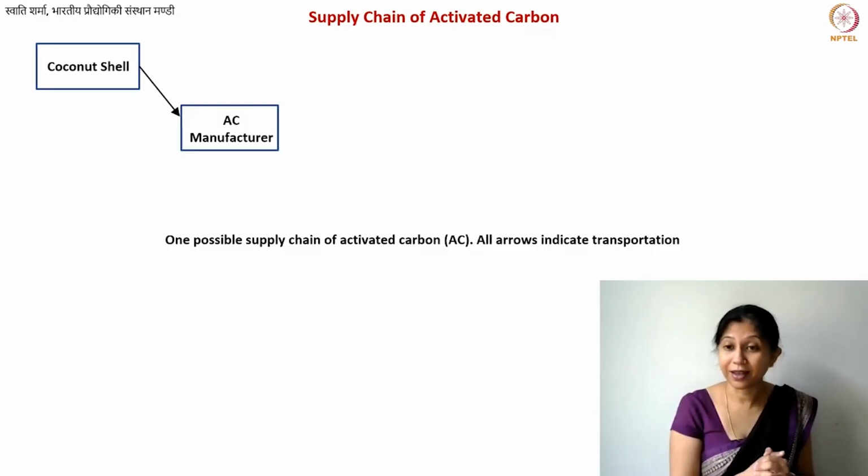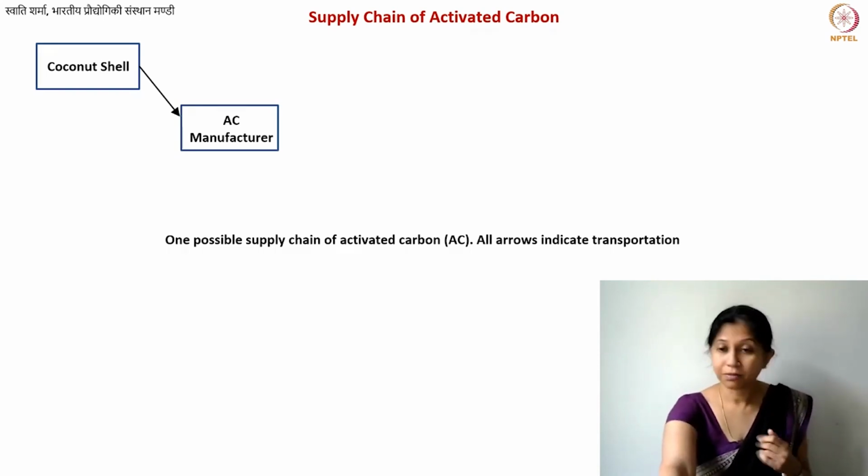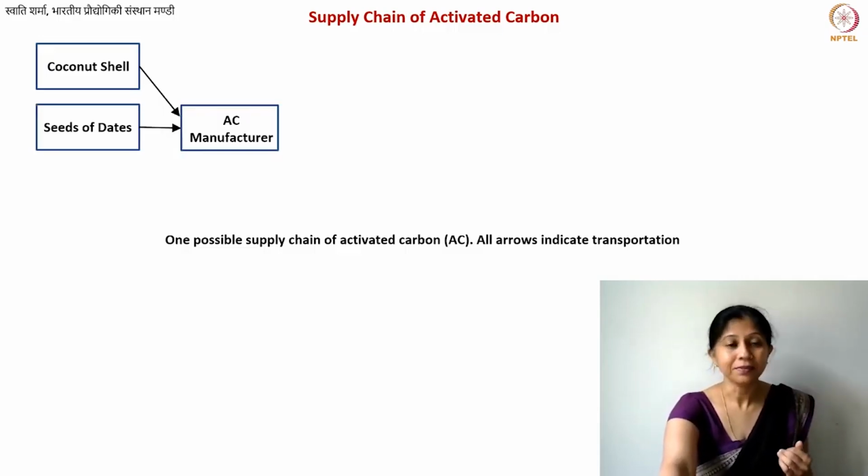Coconut shell, which is one of the most common precursors in India, especially for making activated carbon, because it gives you a very high quality activated carbon, and we also have it available in India. Okay, coconut shells I get from some supplier. Then I also get the seeds of some fruits, let's say dates, the khajur. So I get the seeds because these are also very good precursors for making activated carbon.